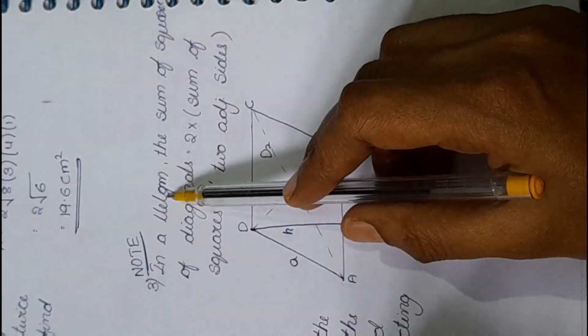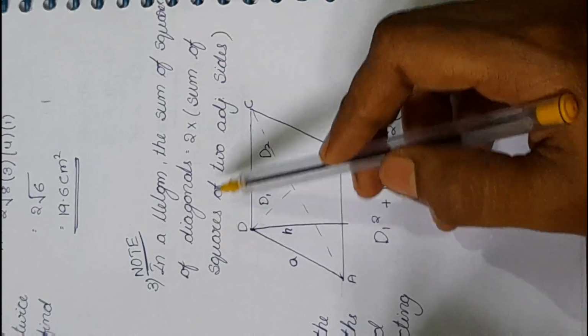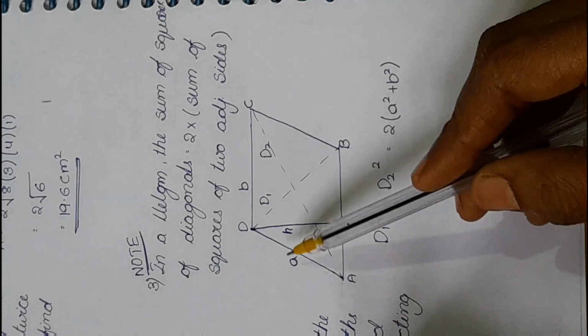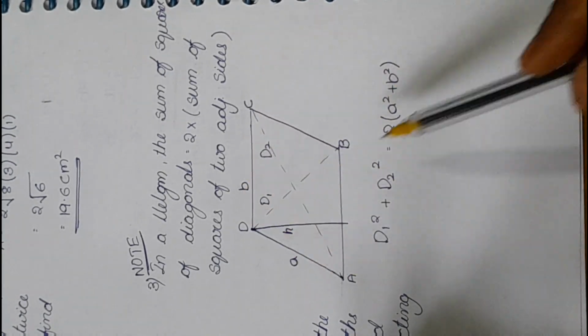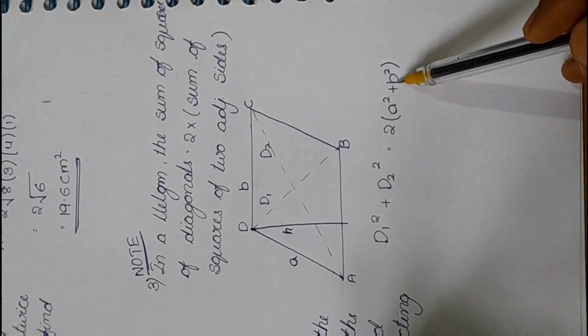Another note point: in a parallelogram, the sum of squares of the diagonals is equal to 2 into the sum of squares of the two adjacent sides. That is, here D1 and D2 are the diagonals and A is one side and B is another side. These two sides are adjacent. So D1 square plus D2 square is equal to 2 into A square plus B square is the formula. Let us see a question based on this.